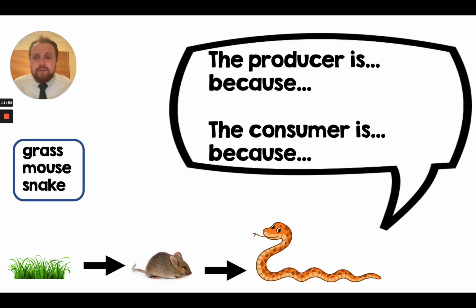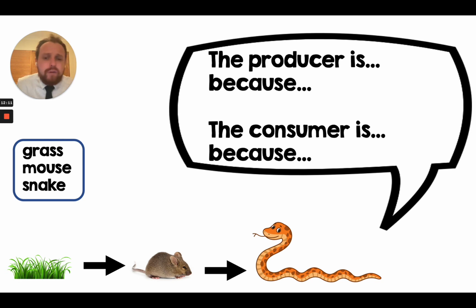Okay, so hopefully you've done that. Let me talk you through what the answers are to this one then. So the producer is the grass, okay, because it doesn't eat a plant or an animal. It makes its own energy using light from the sun, using photosynthesis, okay?